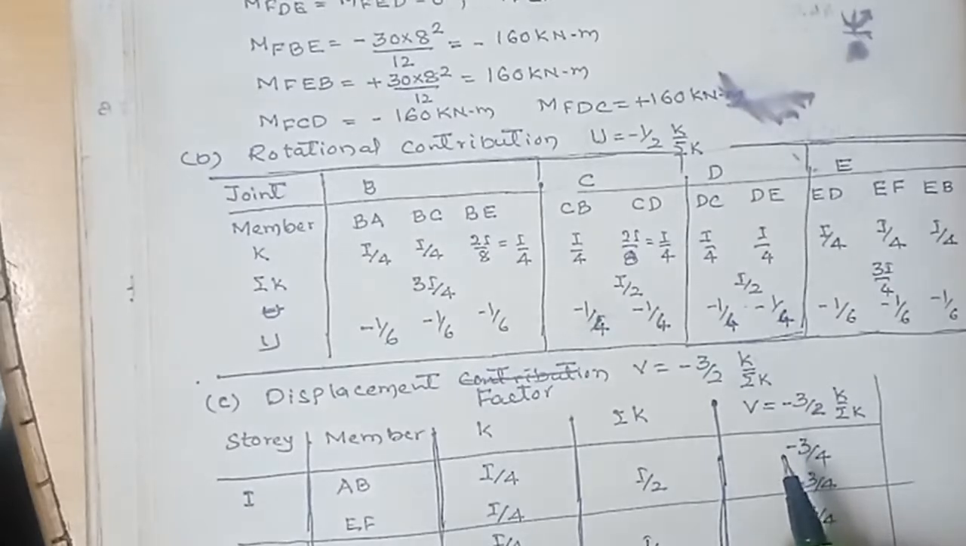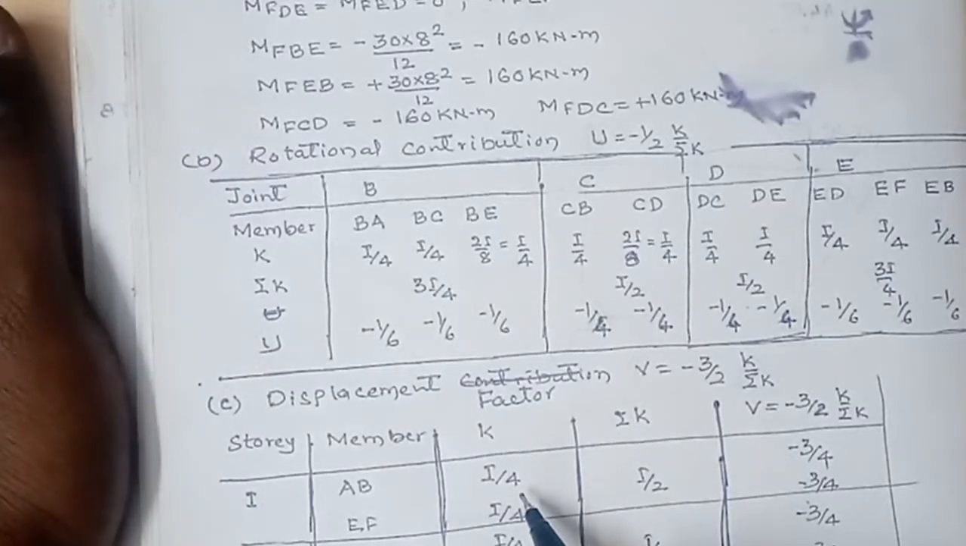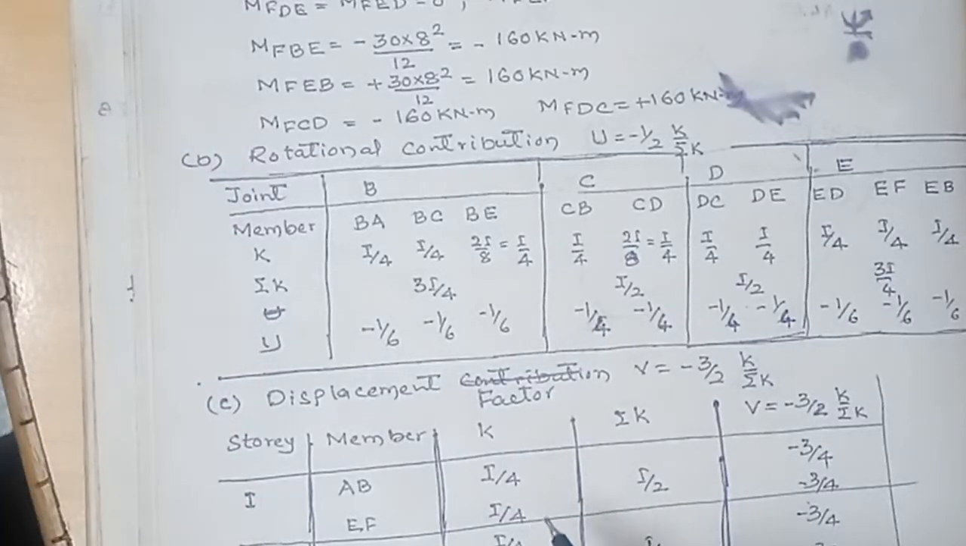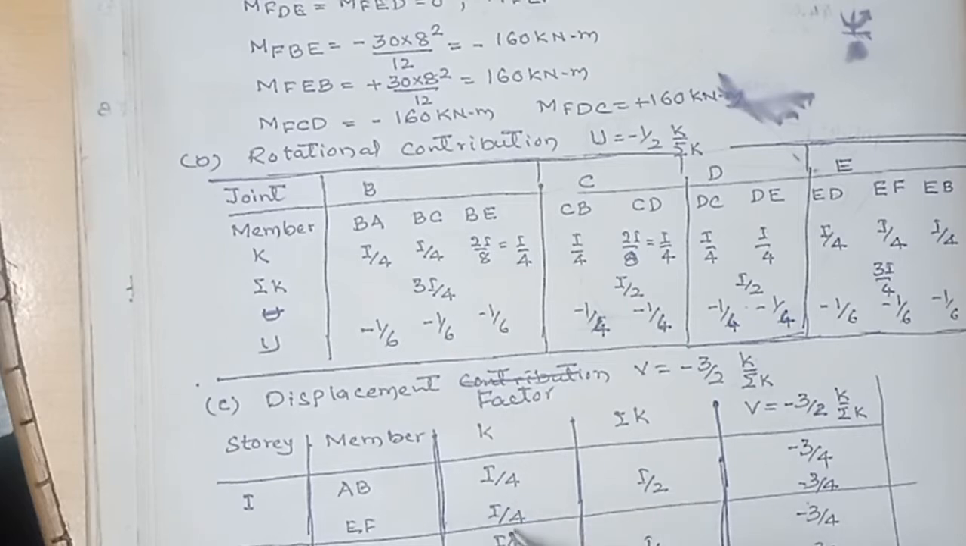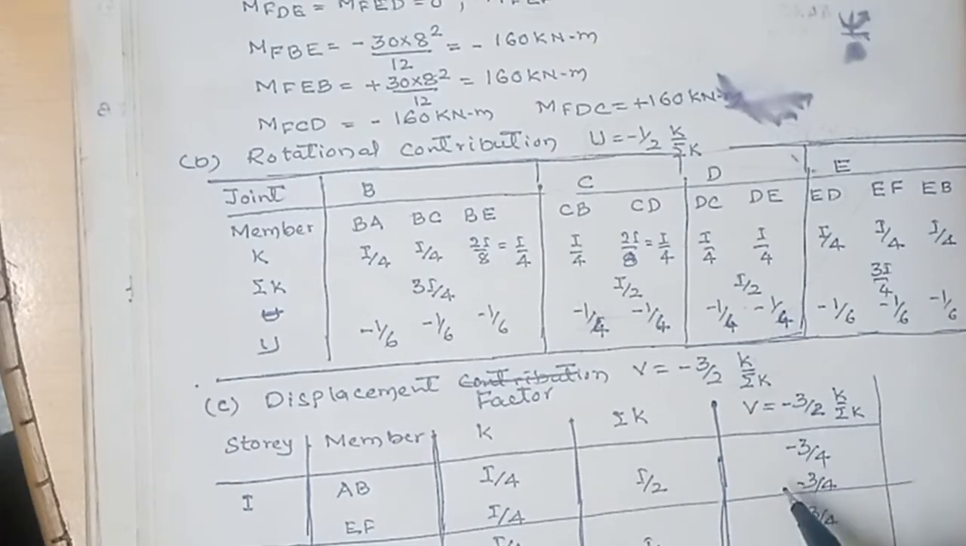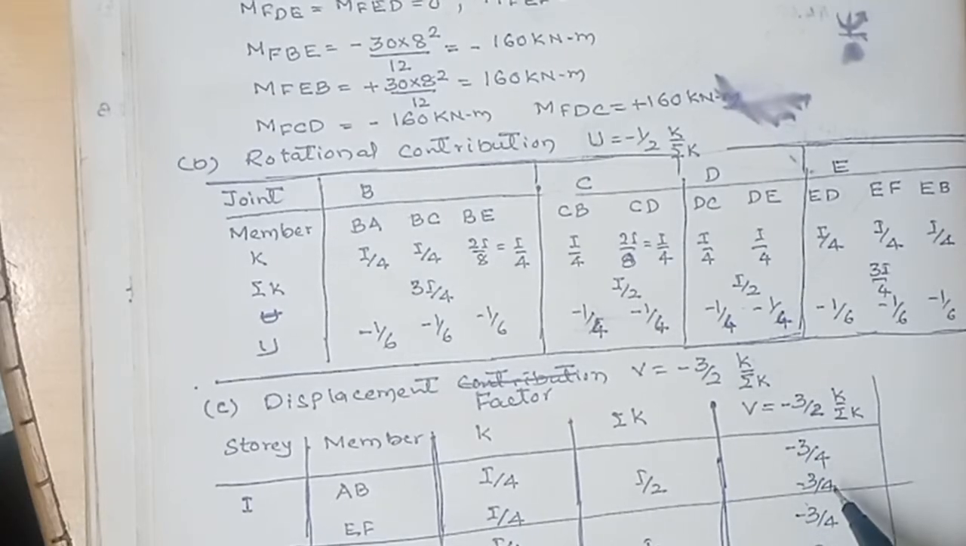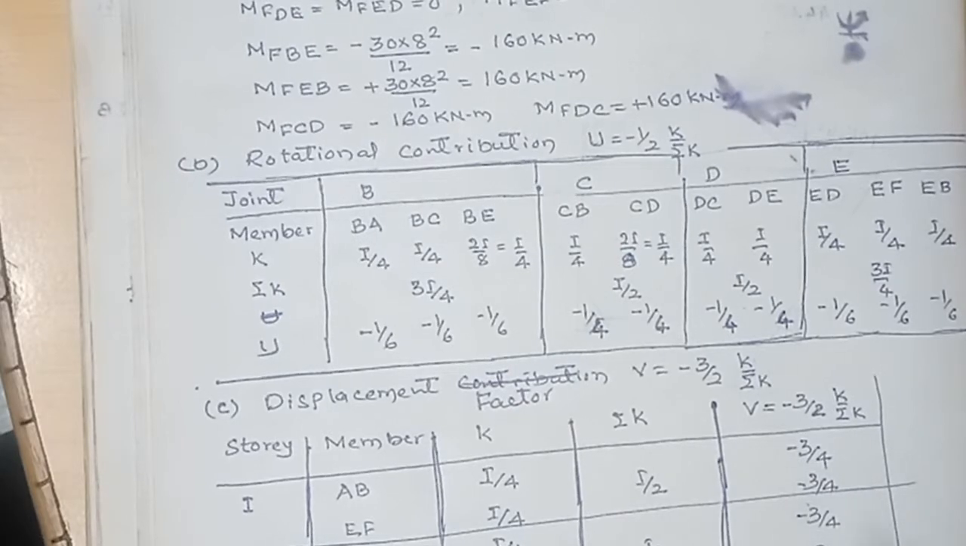Only for the vertical members we have to calculate. Here the story under consideration is the first story. Here two vertical members are there, one is A to B, another one is F to E or E to F. The length is 4 meter and moment of inertia is I. Hence, K equals I by 4 for each. Summation K equals 2 times I by 4, that is I by 2. Then the displacement factor is minus 3 by 2 into I by 4 divided by I by 2, that equals minus 3 by 4 for each.